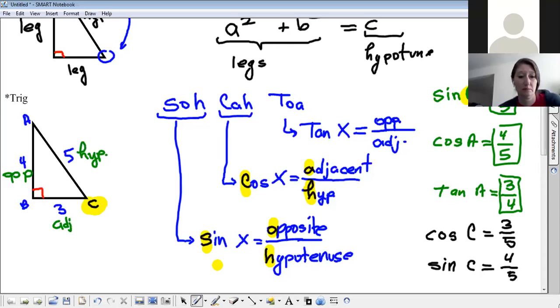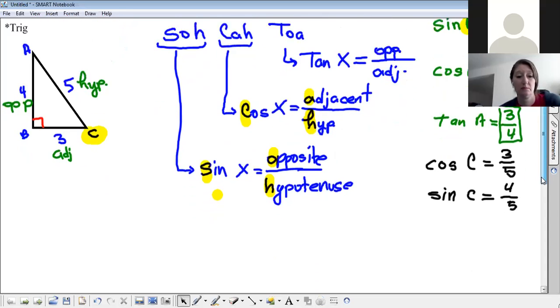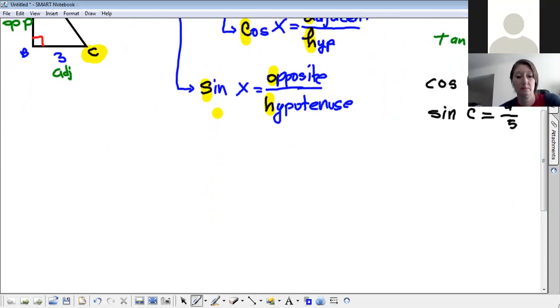Okay? Now, another type of question they're going to ask you, and this is a calculator problem, okay? Let's say they ask you to find the sine of 60 degrees. And all it is, is a calculator problem, okay? Give me a minute, let me get my calculator.